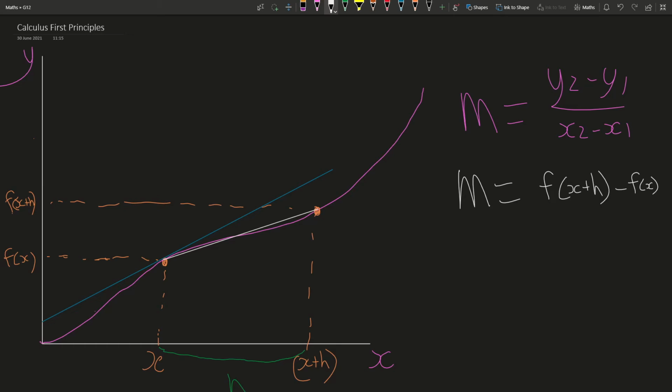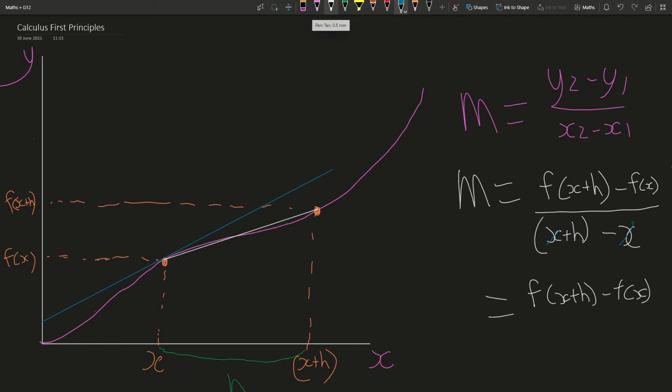And now, what's x2? That's x plus h. And what's x1? That's just x. So we've got a nice little equation now for finding the gradient of the line between these 2 points, and we can do a little bit of simplification because we've got x plus h minus x on the bottom. The x's are going to cancel out, and we're just going to be left with h on the bottom.